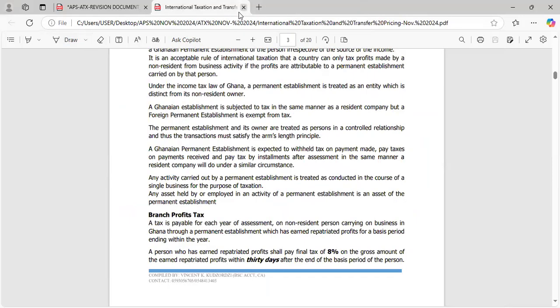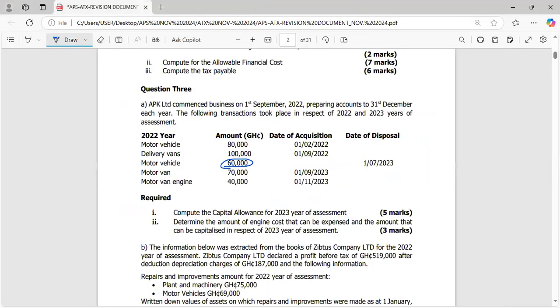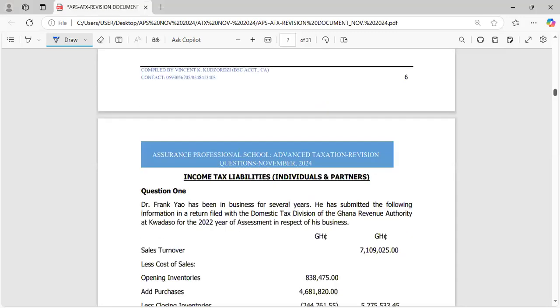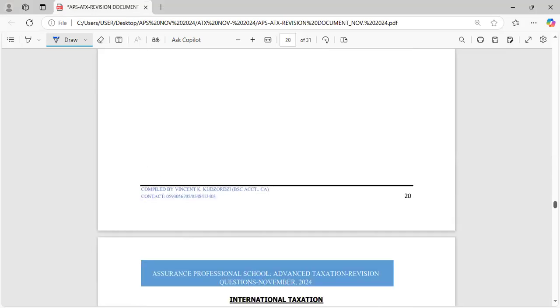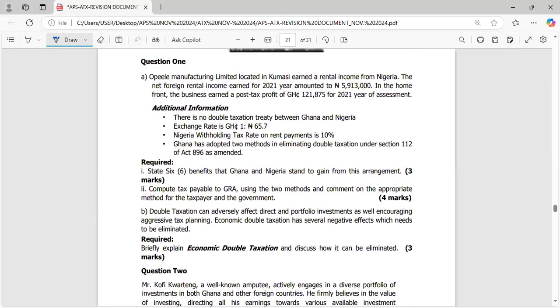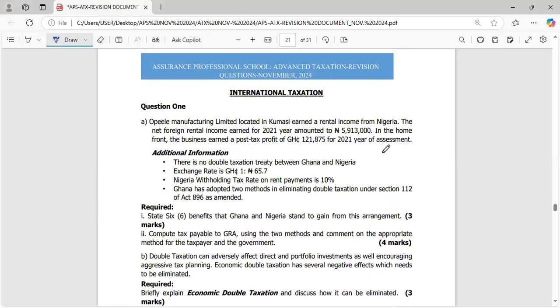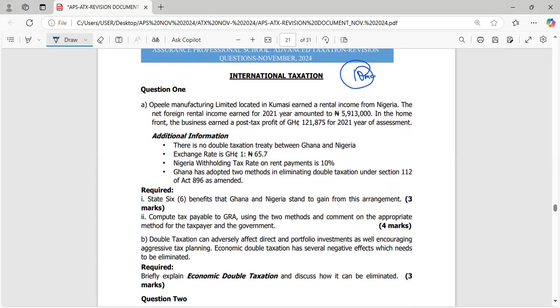Any other clarification before we move on with international taxation? All right, so international taxation is 10 marks. The weighting is 10 marks. So no matter what, you will see 10-mark questions on international taxation. I have some questions here that we use to revise what we have learned on international taxation. So let's start with the first question.